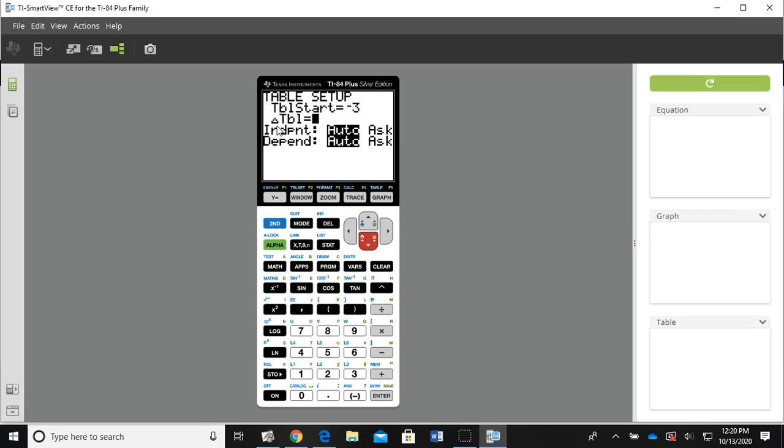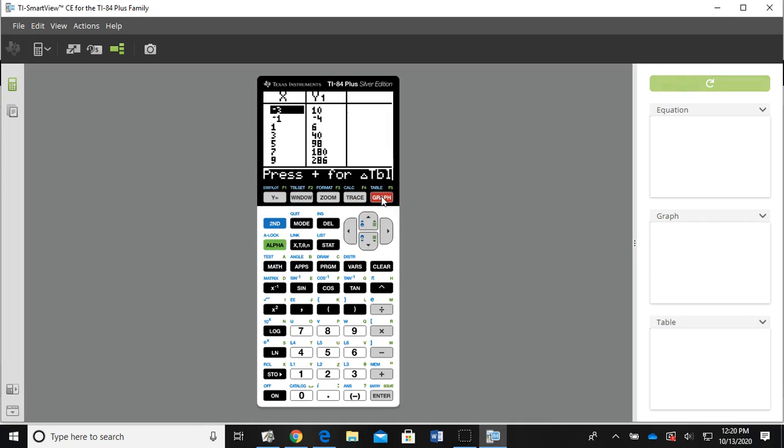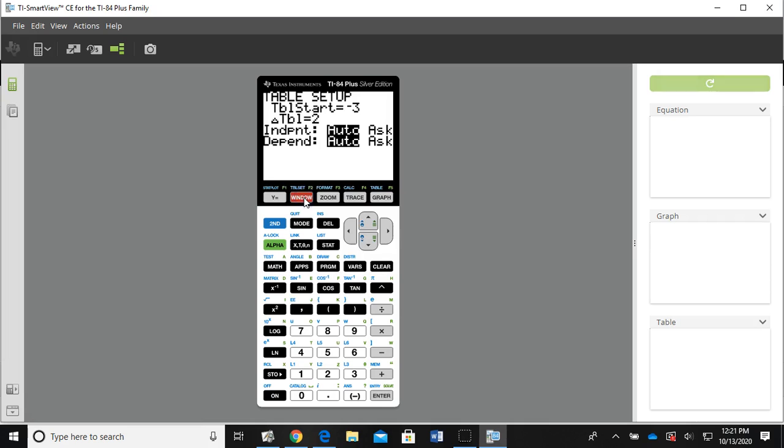So this is telling you how much the table is changing by. And ours is changing by ones. So if I wanted it to go by 2s, I would change that to 2. That's how much the x is changing. When I go back to my table, it's now going -3, -1, 1, 3, 5. It's skipping because it's changing by 2s. But I don't want a bigger change, I want a smaller change. So let's make it 0.1.